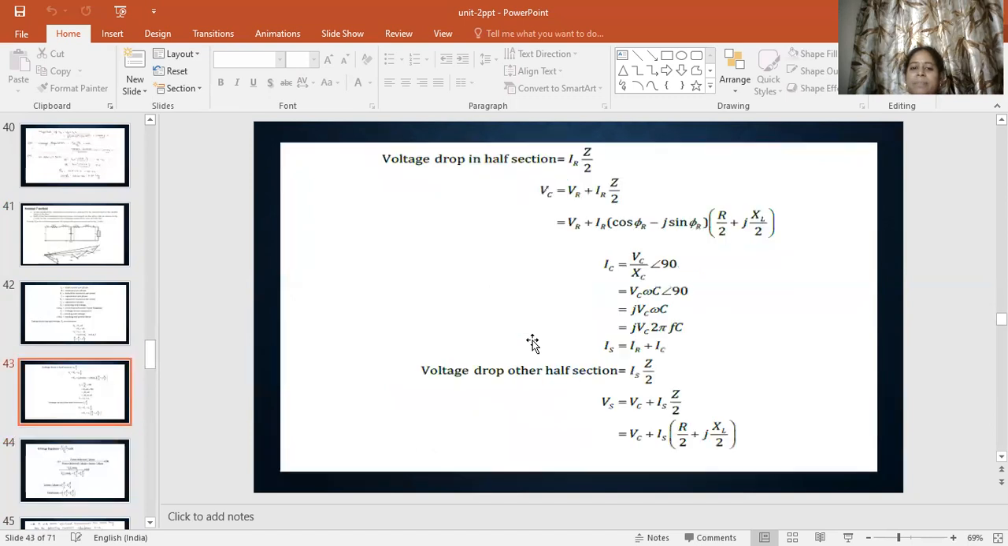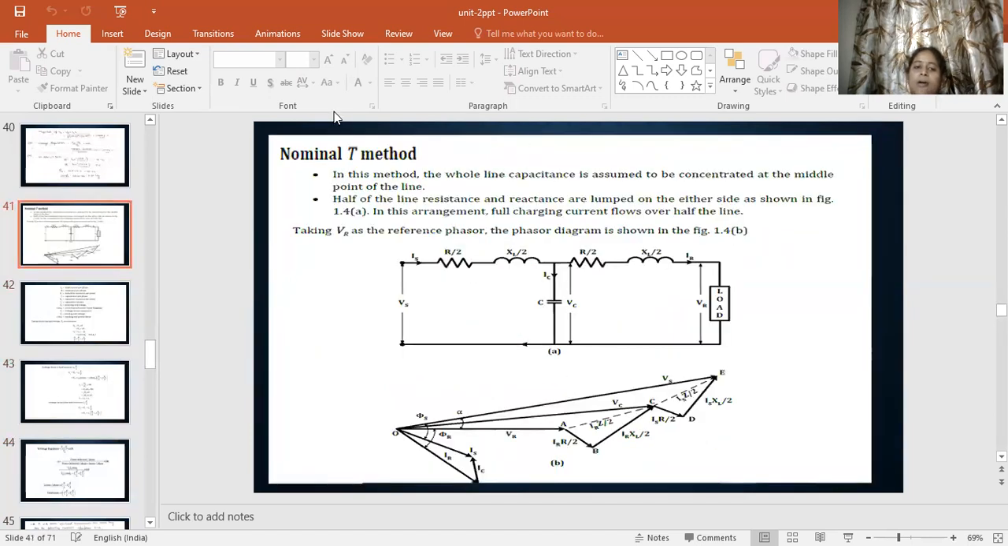Once again I will repeat this nominal T method. Nominal T method is the representation for the figure. Here is the T connection of network, and that can be divided, a single section into half of the section. So R by 2, XL by 2, and here R by 2 and XL by 2, and we can draw the phasor diagram. VR as the reference vector, and the drop can be drawn here, and here is the resistance drop and the inductance drop that can be added to the VR.